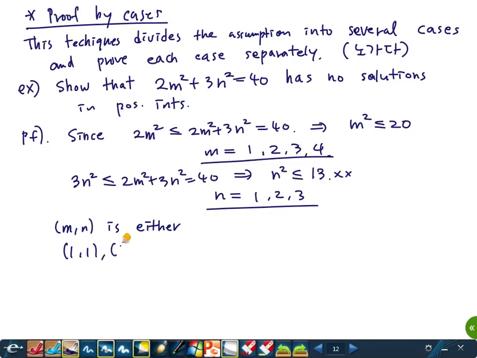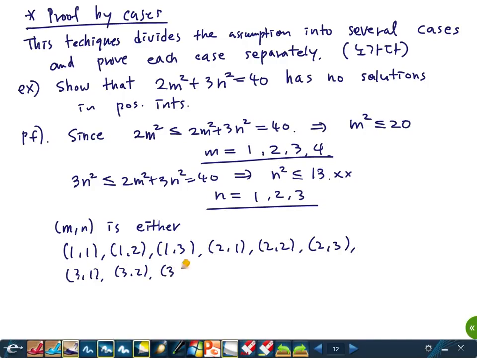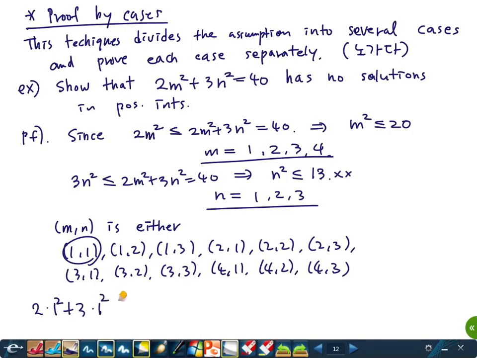1 comma 1, 1 comma 2, 1 comma 3, 2 comma 1, 2 comma 2, 2 comma 3, 3 comma 1, 3 comma 2, 3 comma 3, 4 comma 1, 4 comma 2, 4 comma 3. You check all of these pairs and show that this is not the case. Obviously, we can do this. You check. Okay, 2 times 1 squared plus 3 times 1 squared equals 5, which is not equal to 40. So this is not a solution. And you do the same thing for the others, 12 times.